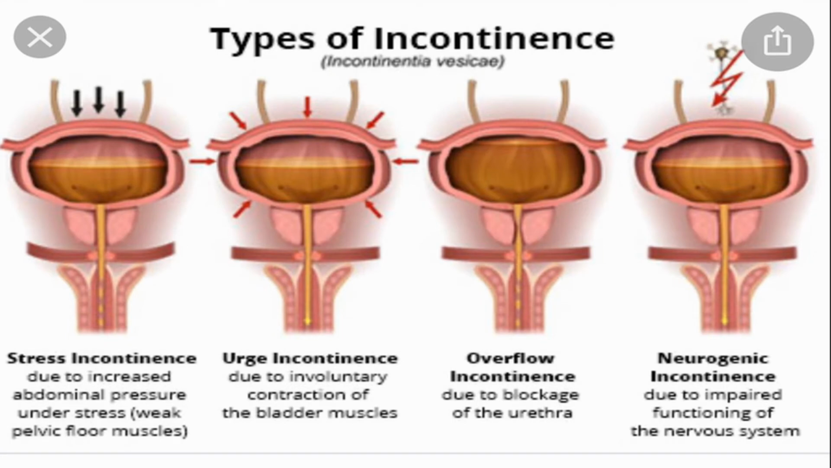This picture shows the types of incontinence. We have here the stress incontinence, which is due to sphincter failure, where the intra-abdominal pressure is increased, or weakness of the pelvic floor. And we have the urge incontinence, involuntary contraction of the bladder muscle, and we have the overflow due to blockage of the urethra, and we have the neurogenic due to impairment of the neural supply.